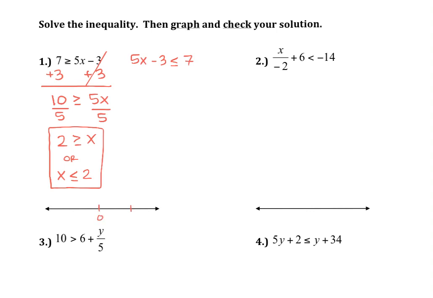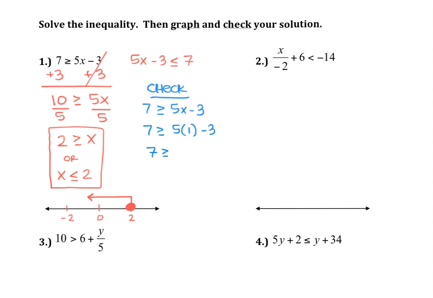All right, so I'm going to put 0, 2, and negative 2 on my number line. This would be a closed circle because 2 is included in the solution and x is less than that, so I go to the left. And then I do need to do a check step. So I go back to my original, 7 is greater than or equal to 5x minus 3. I have to pick something less than 2, or I could pick 2, but it's better to pick something less than 2. So I'm going to go ahead and just pick 1.